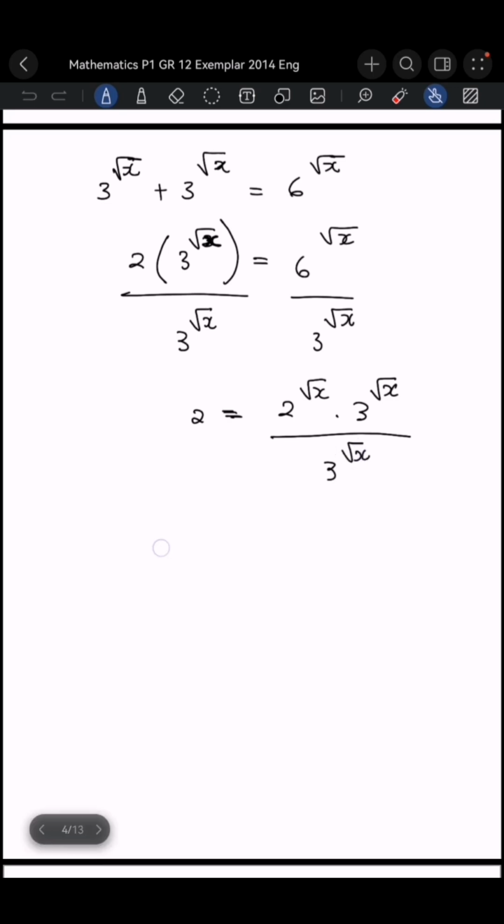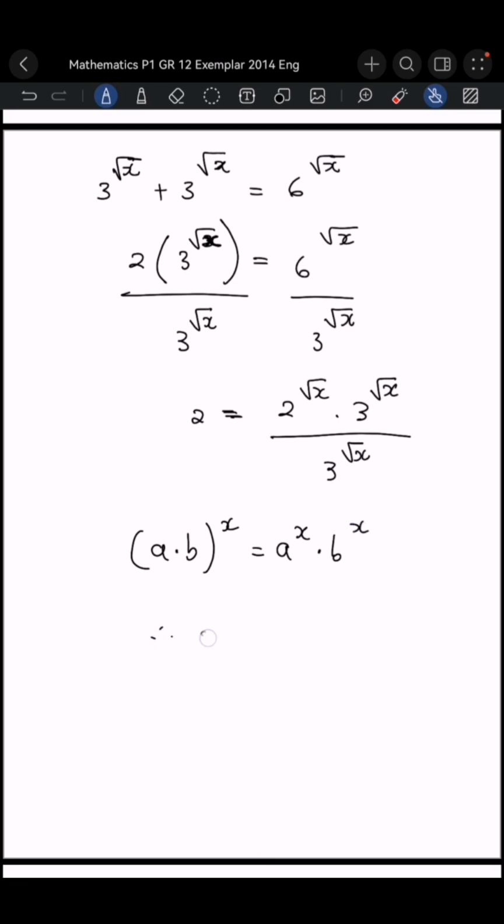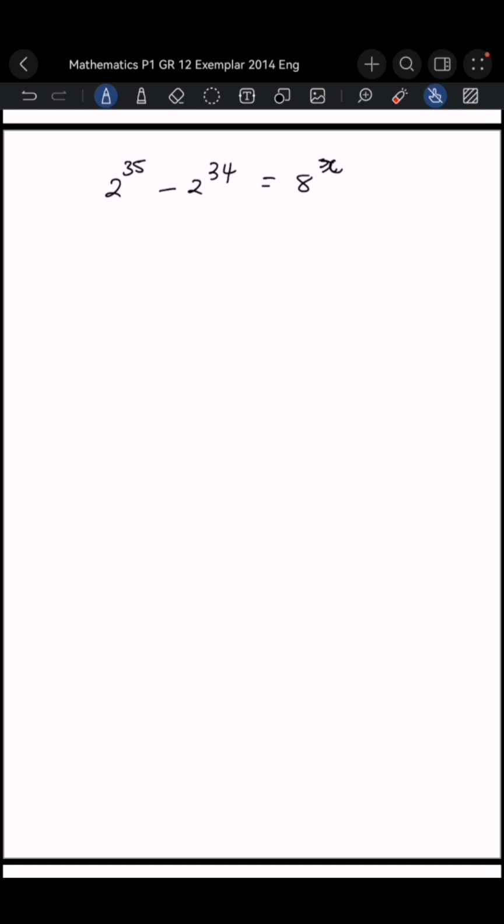All of this is stemming from the fact that a times b raised to the x is equal to a^x times b^x. Therefore, 2 is going to be equal to 2 to the square root of x. Mind you, this is 2 to the 1. Therefore, 1 is equal to the square root of x. Therefore, x is equal to plus minus 1.